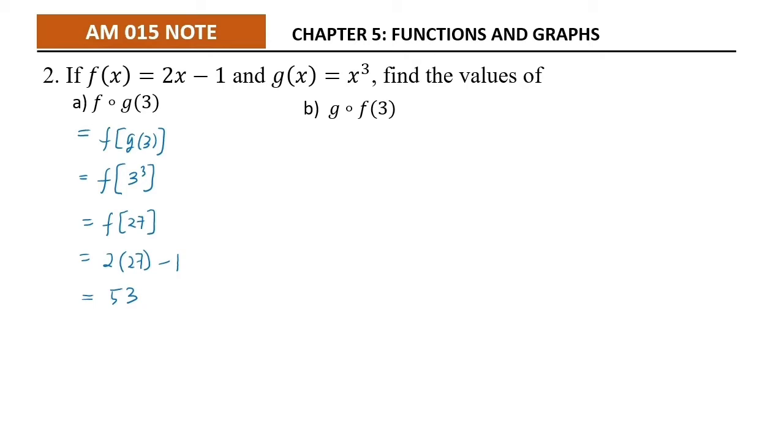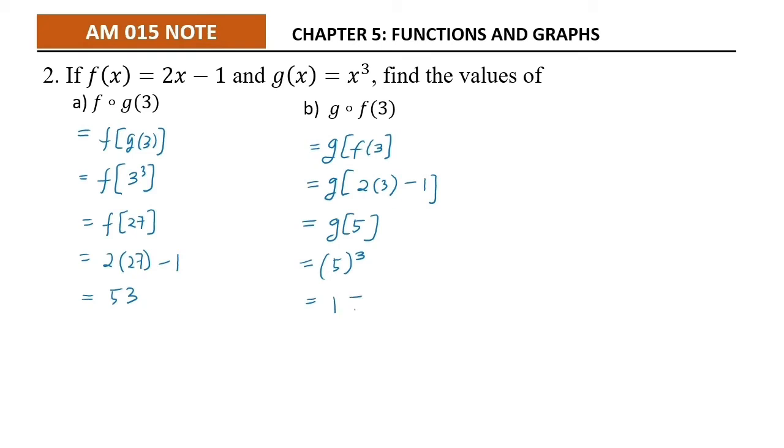B, g of f(3), so f(3) is the input for g. f(3) is 2 times 3 minus 1, so 6 minus 1, g of 5. g is x cubed. x is now 5, so 5 cubed. So 5 cubed is 125.